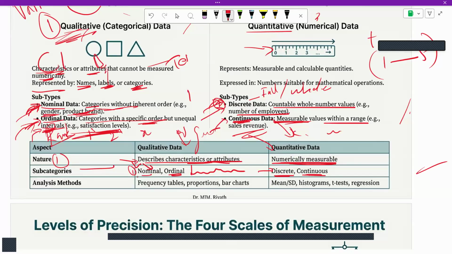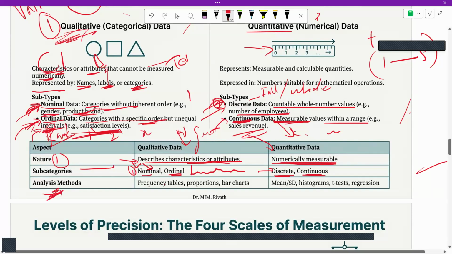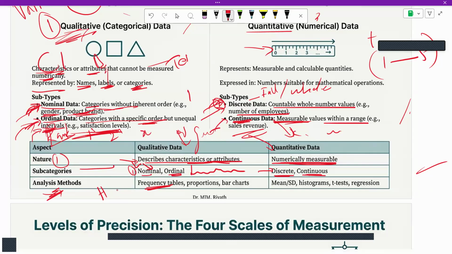fractional values. The method of analysis: we can use the frequency table. So frequency table means how many males, how many females, how many black, how many white, how many green? How many mangoes? How many apples? How many bananas? And the proportion. What's the percentage of male? Percentage of female? Percentage of happy customers? Percentage of healthy individuals?